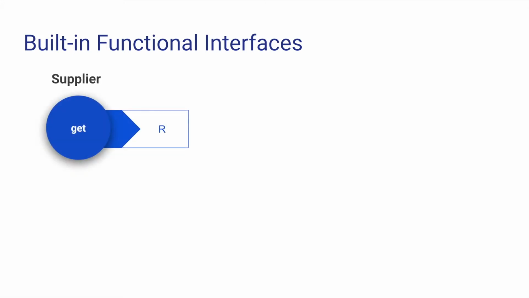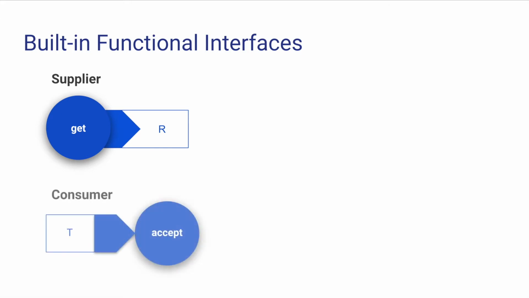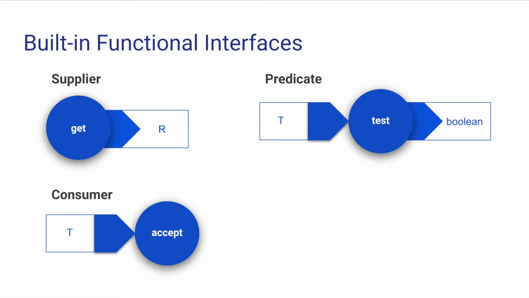Supplier. This takes no input and just supplies or returns back an object. The method name of the functional interface is get. Consumer. This takes or consumes an object and returns nothing. The method name of the functional interface is accept. Next, Predicate. This tests something on the given input and returns just a boolean to signal success or failure. The method name here is test.